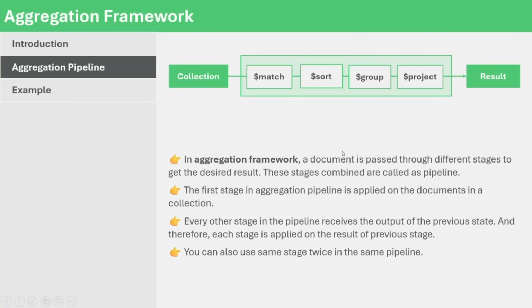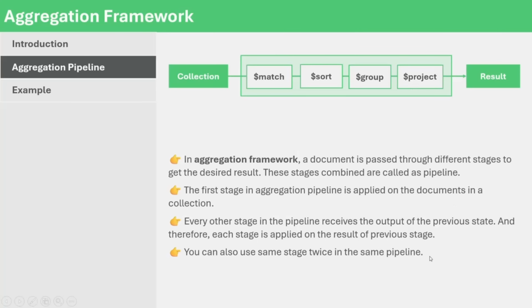And it is also possible that you use the same stage twice in the aggregation pipeline. So for example, using the group stage, we can group documents together based on a given field. And we are going to learn about these stages in our coming lectures. But let's say after you have grouped the documents, you want to filter them again based on a given field. So after this group stage, you can also use this match stage again. So one stage can be used multiple times in the aggregation pipeline.